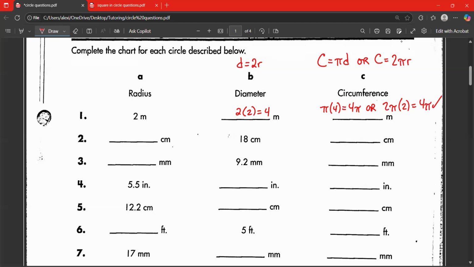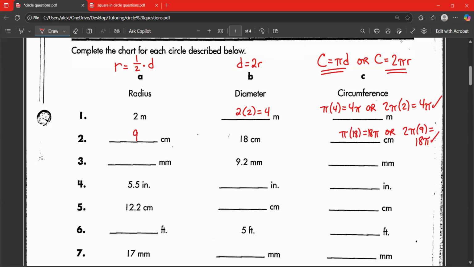For number 2, they give us a diameter of 18. Remember, radius is a half times diameter. It's the diameter cut in half. If my diameter is 18, then the radius is 9. Then I can find the circumference using either formula: pi times 18, which is 18 pi, or 2 times pi times 9, which is still 18 pi.